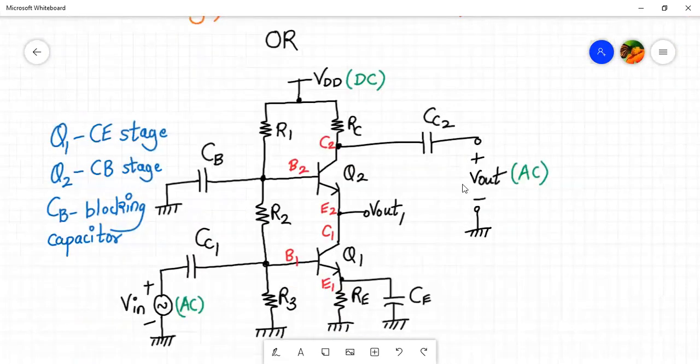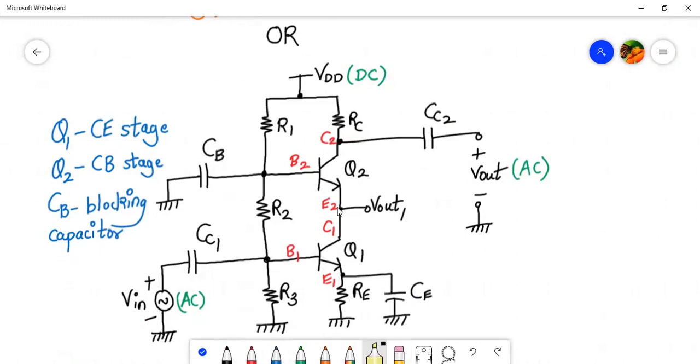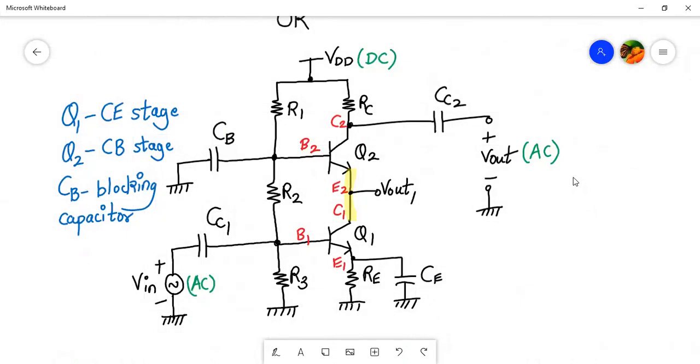In this case, where is the direct coupling? Well, the direct coupling is over here. All right. So next, let us start with the DC analysis for the given amplifier, right?